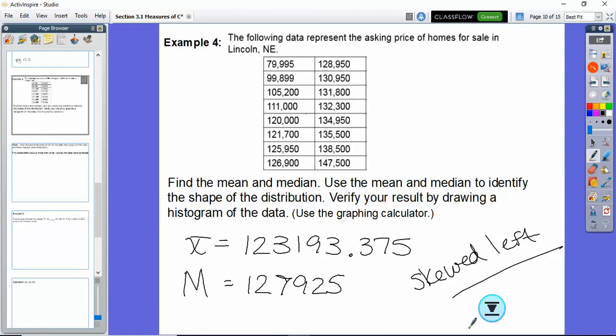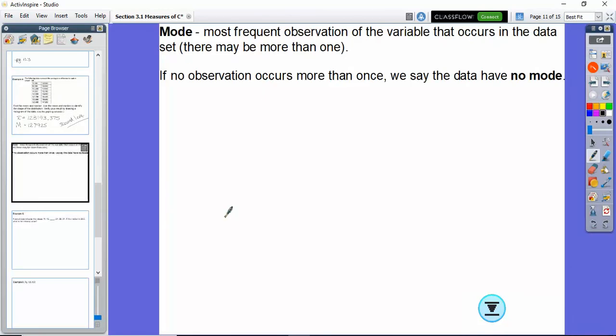So the one thing that we haven't talked about yet, we've talked about the mean, we've talked about the median, so the last one is mode. What is the mode? The mode is the most frequent observation. You might have more than one mode. If you have 2 points that each pop up 3 times, you could have 2 modes. If nothing occurs more than once, then we say we have no mode. So you might have one, you might have more than one, you might not have any.